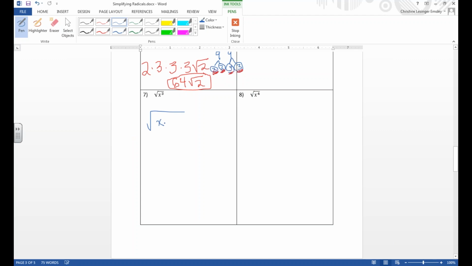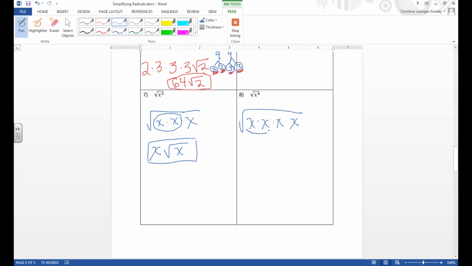Same kind of thing here. X cubed is x times x times x. It is still a square root, so we are still looking for pairs. Here's one pair of x's, so one x gets to come out. That other x has to stay inside. And same idea for x to the 4th.